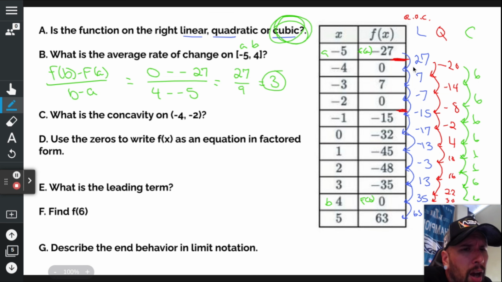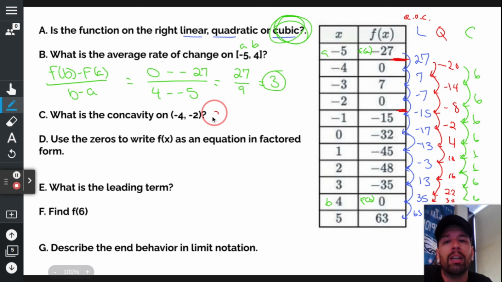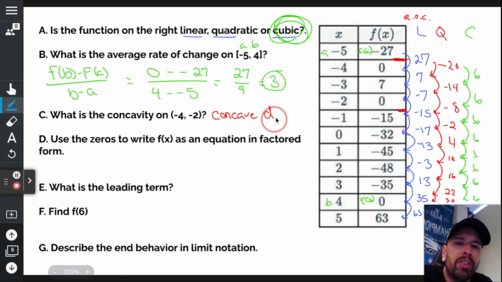From these areas, I went from 0 to 7, which was 7, to -7 to -15. Those numbers are decreasing. 7 to -7 to -15 is a decrease of rate of change. My rate of change is decreasing, so concave down. And since this is a cubic function, we are going to have concavity twice.